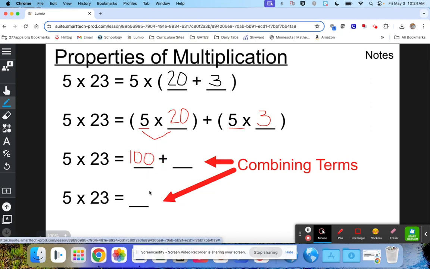5 times 20 is 100. We're going to also combine our second set of parentheses, and that's going to get us our last blank. 5 times 3 is 15. And the last thing we're going to do is combine our terms again because we went from 2 spots to 1. And 100 plus 15 is 115. Now we have solved 5 times 23, but we did it in a way that maybe is a little easier than trying to figure out exactly how many count by fives are 23, or counting 23 by fives.